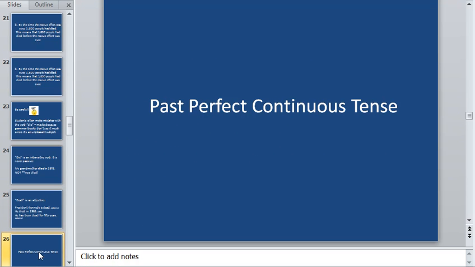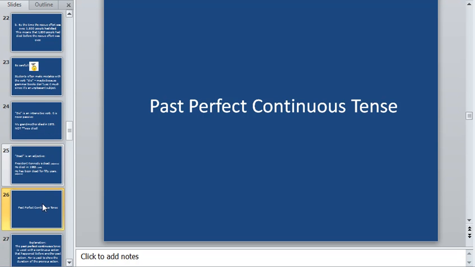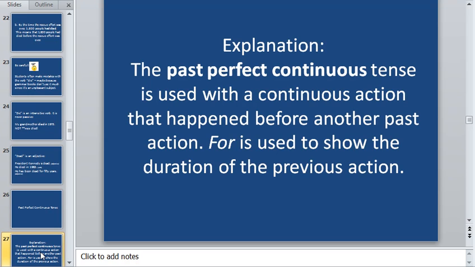Okay, let's now look at the past perfect continuous tense. The past perfect continuous tense is used with a continuous action that happened before another past action, and for is used to show the duration of the previous action. That means how long the previous action lasted.